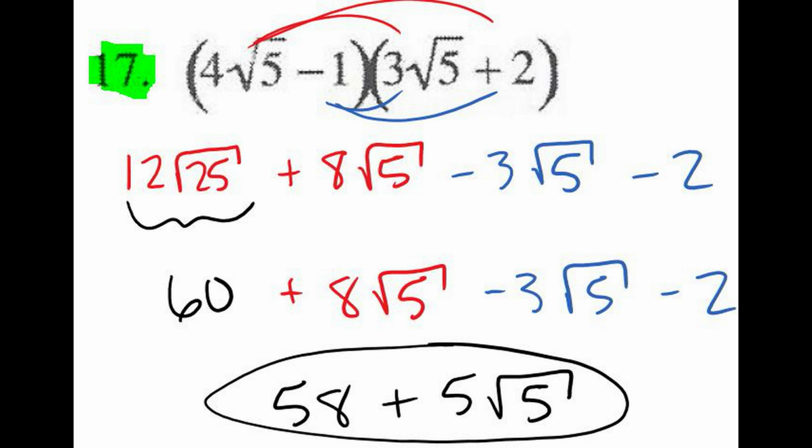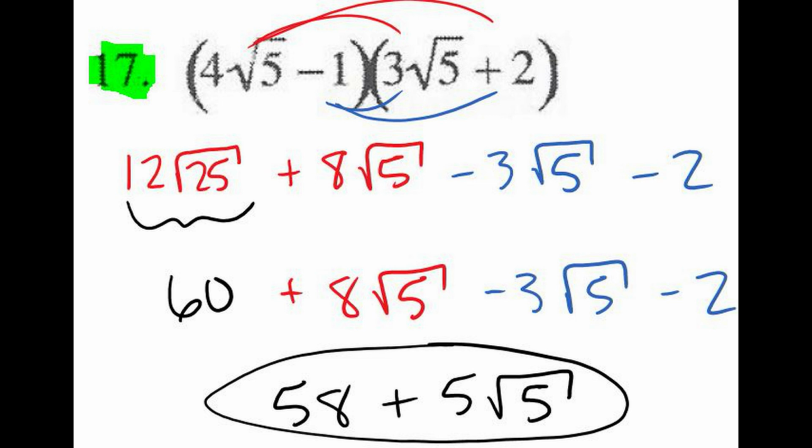Then we have 4 root 5 times 2, just double the 4, and we get an 8. So it's 8 root 5. Next one, we do negative 1 times 3 root 5, we just get negative 3 root 5. And then negative 1 times 2 is just negative 2, and that's all done. Okay, so like I said, the first one turns into a 60. The 8 root 5 minus 3 root 5, well, both those have root 5, so we can combine those, and 8 minus 3 is just 5. And then the negative 2 at the end, well, that can combine with the 60 up front, so we get 58 plus 5 times the square root of 5, and that's our final answer. We can't combine anything else.